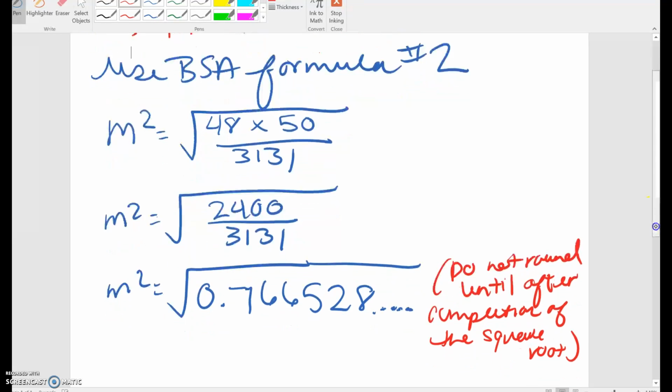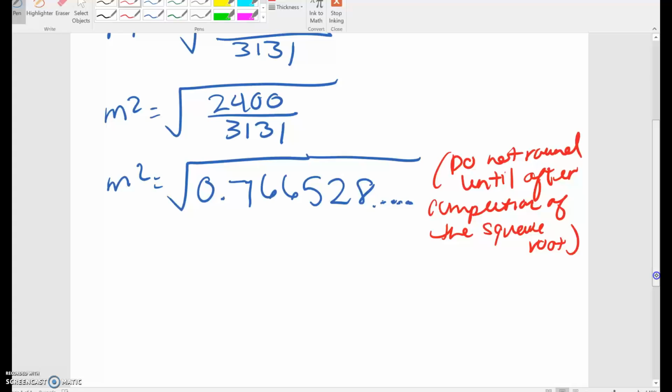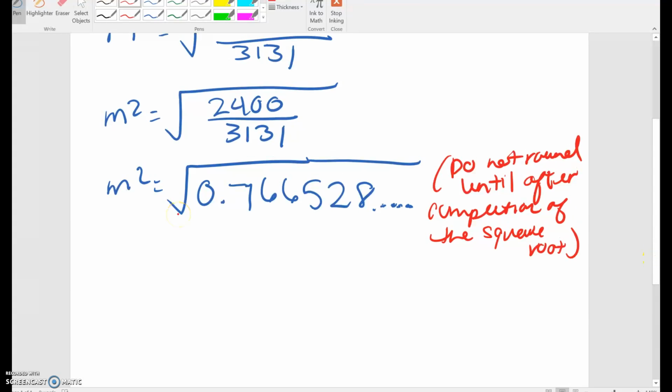So what I'm telling you is that once you divide it out, you're not going to round that long number that you guys get in your calculator of 0.766528265729799. You're not going to round that to 0.77. You're going to round once you take the square root of that entire number.